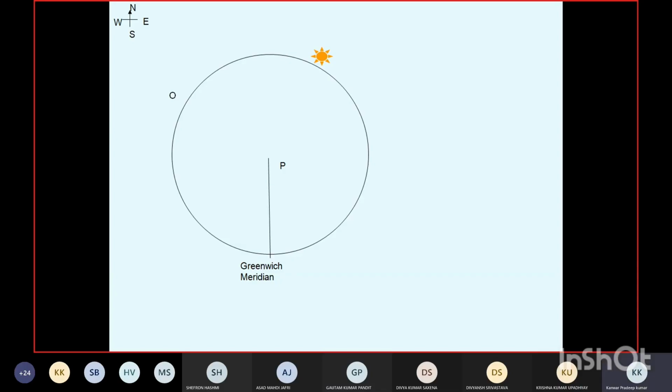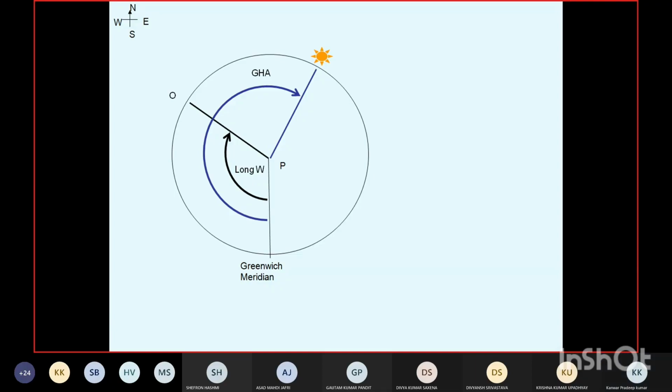So if there is a meridian passing through that, we will call it the meridian passing through the observer. If there is a meridian passing through the observer and I measure it westwards from the Greenwich meridian, what do I get, gentlemen? I get my longitude. Yes or no? Yes, sir. The blue one is the GHA star. We already saw that.